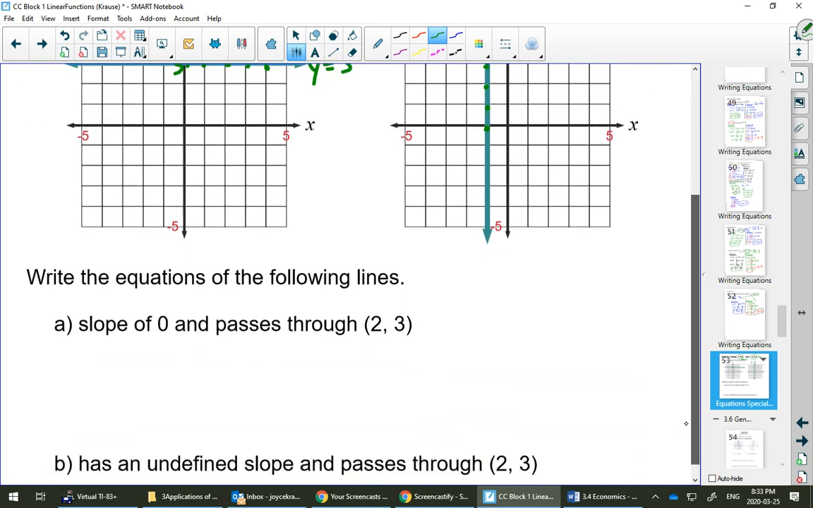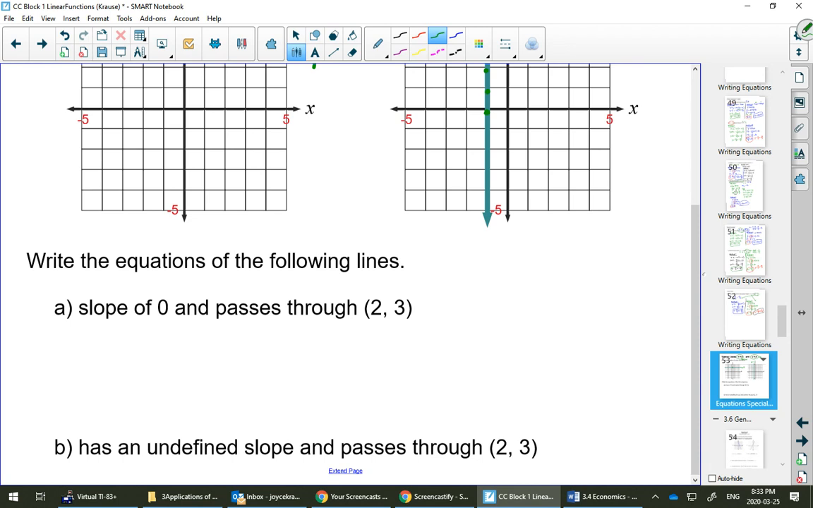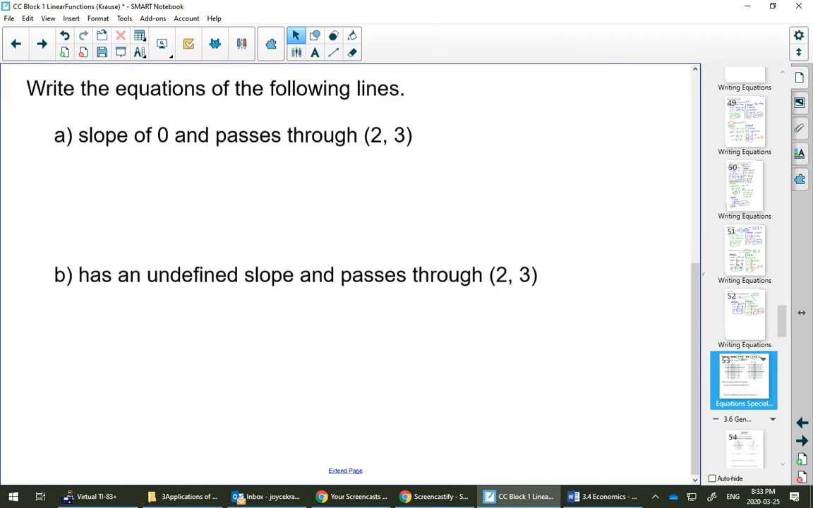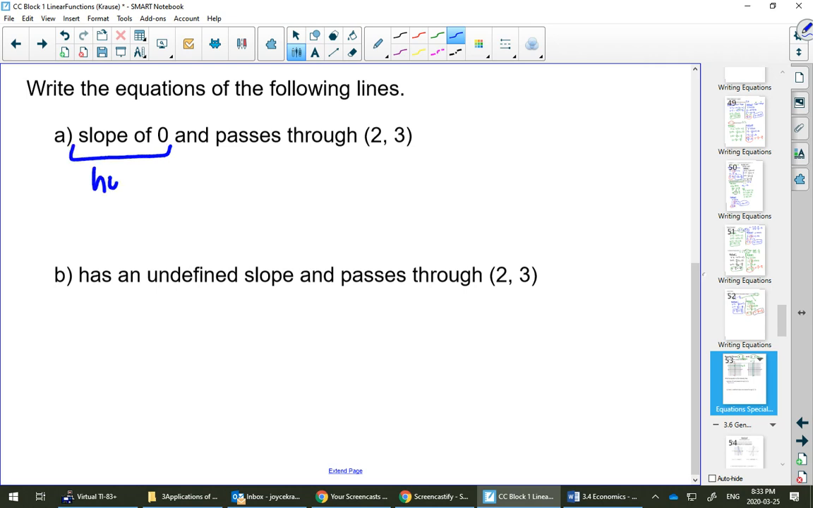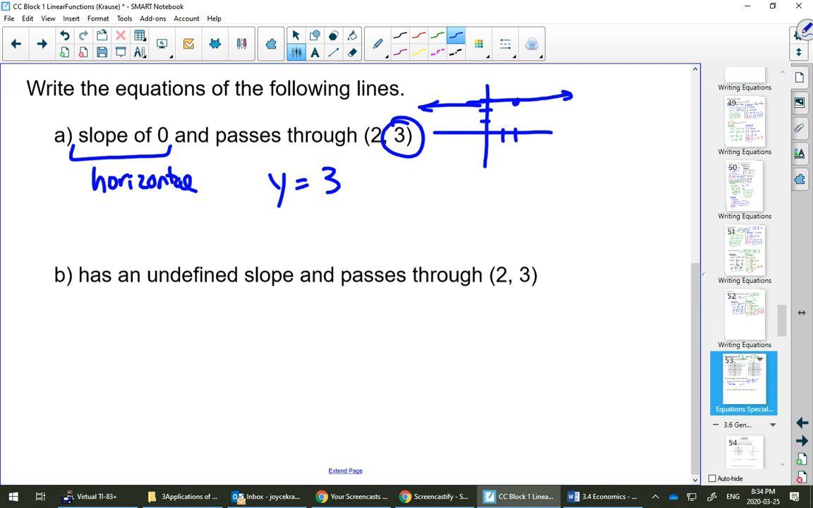All right, sometimes you're not going to be given a graph, you're going to be given some descriptors. So the question says write the equations of the following lines. And the first one says the slope is 0 and it passes through (2, 3). Well, the slope of 0 tells me that it's a horizontal line. So sometimes it's helpful to draw a little sketch. We know it's a horizontal line and we know that it passes through (2, 3). It's a really wonky looking horizontal line. But if it's going through (2, 3), the part that's staying consistent the entire time is the 3, and that's a y value, so y equals 3.